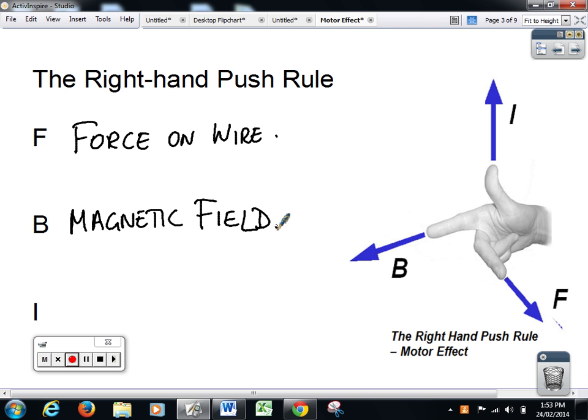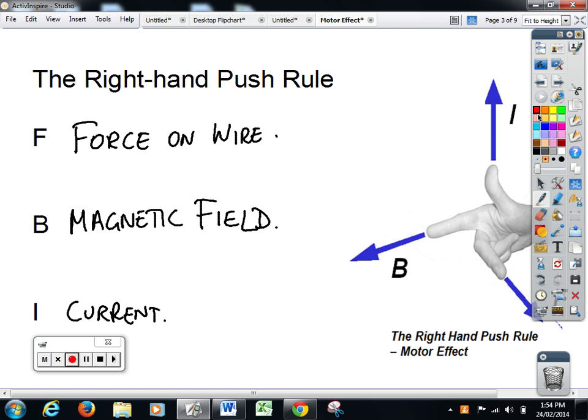Okay? And I is the universal letter for current. Good. Now, remembering magnetic field flows, if we want to use the word flow, it flows north to south. So the reason why we associate the B field with your index finger is it's going to point from north to south. So the B finger points from north to south. So you're going to point in the direction of the magnetic field.